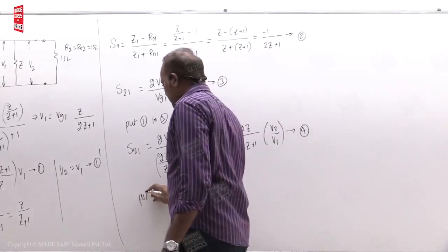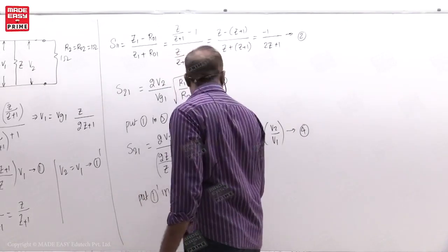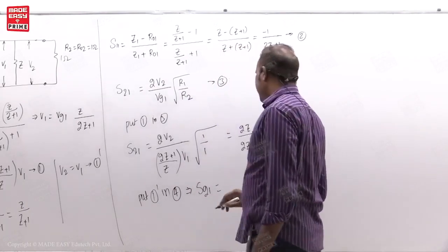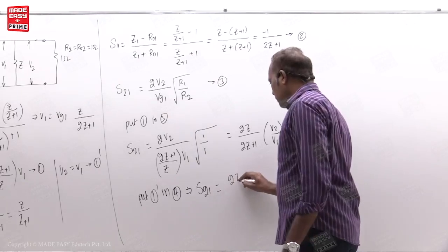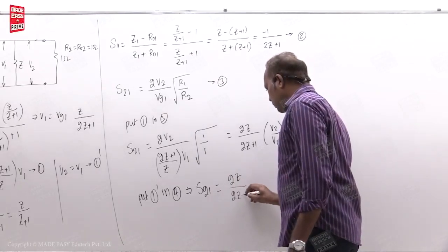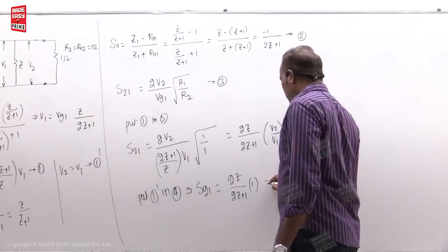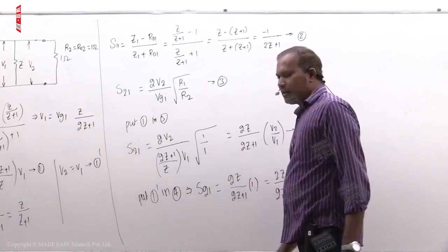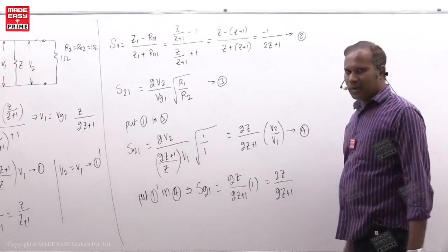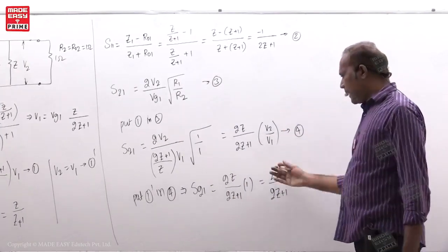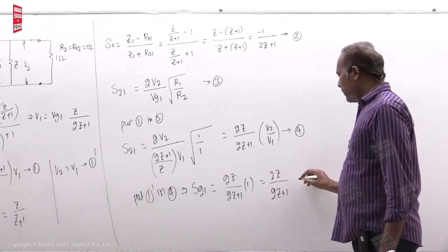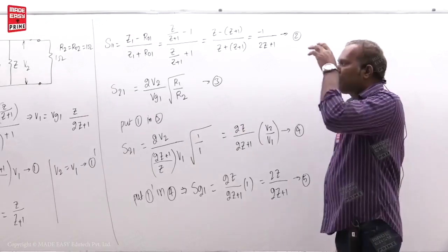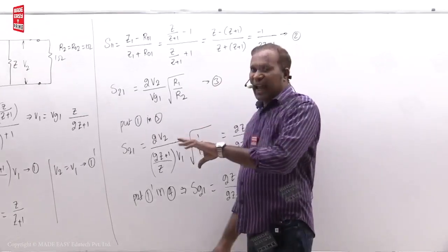Put equation 1 dash in 4. That implies S21 is equal to 2 times z divided by 2z plus 1 into 1. You know this multiplication, but procedure you have to observe. Without skipping anything, I am writing everything neatly so that you will not be confused. There will be no confusion.